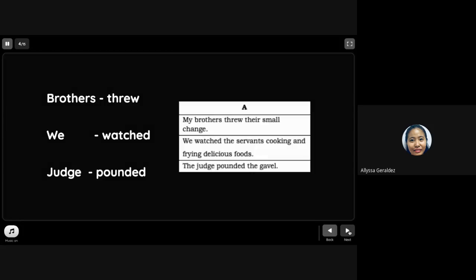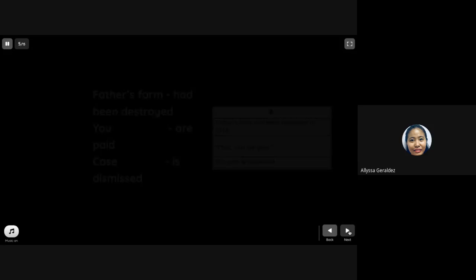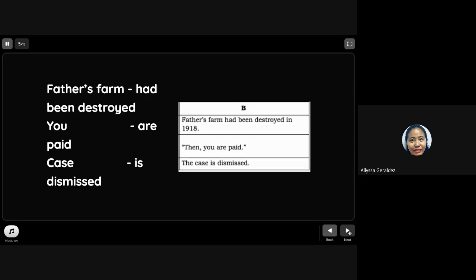Now let's have this one. We'll notice that it is the subject that does the action. For example, brothers threw, we watched, judge pounded. While the subject in column B only receives the action of the verb, and the subject is acted upon: had been destroyed, father's farm; are paid, you; is dismissed, the case. That's why the subject is acted upon.